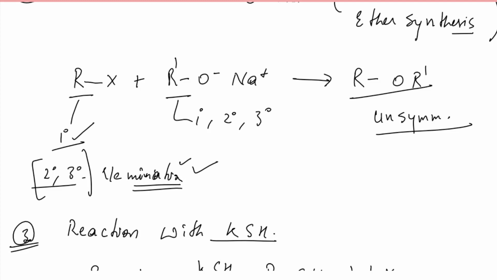The R' O⁻ Na⁺ can be primary, secondary or tertiary. The halide R can be allyl, vinyl, phenyl or benzyl, all of these. So R' O⁻ Na⁺ is the sodium alkoxide ion. It can be primary, secondary or tertiary, but R must be primary always. Secondary or tertiary, it must not be.